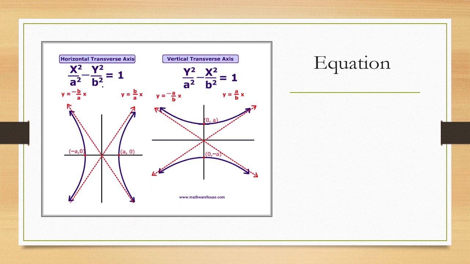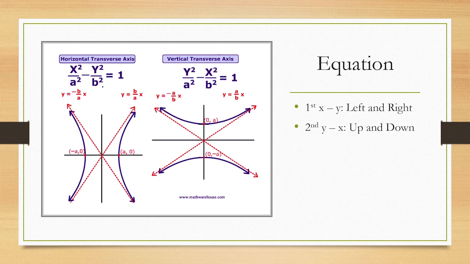Moving to the equation part, there are two types of equations. One part that is x minus y, and the other part that is y minus x. In this example, you can see that the x minus y makes the hyperbola open left to right. And in this other example, the y minus x, the hyperbola opens up to down. This minus sign determines which direction the hyperbola will open to.